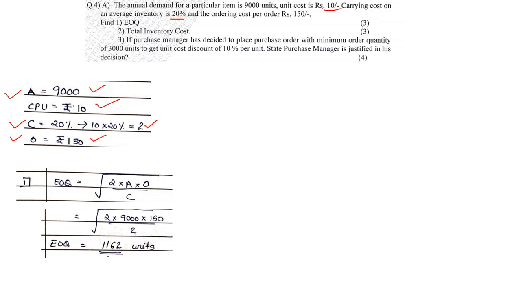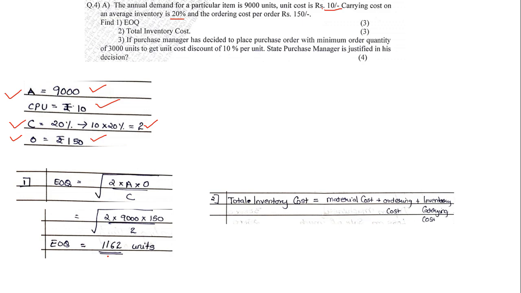Second, they asked us to find total inventory cost. Now in order to find the total inventory cost, you require three things. So first, you need material cost. So see, this is the formula. Total inventory cost is equal to material cost plus ordering cost plus inventory carrying cost. I need first material cost.